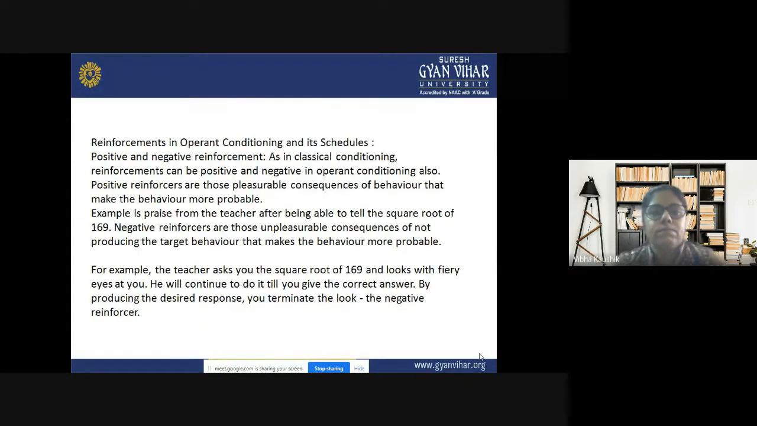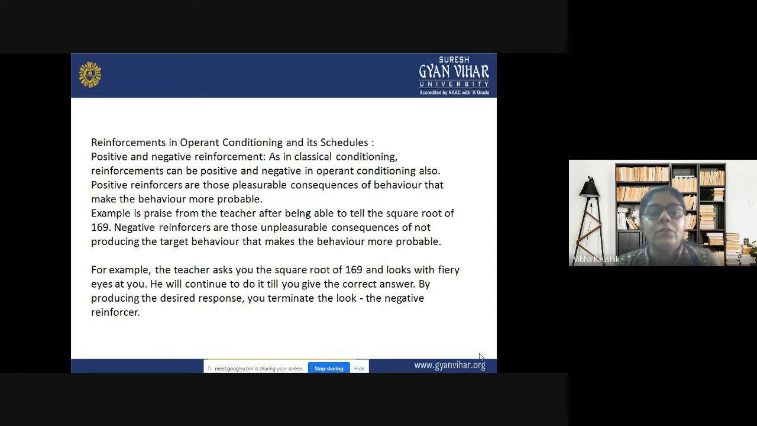Reinforcement in operant conditioning and its schedules. Positive and negative reinforcement. As in classical conditioning, reinforcement can be positive and negative in operant conditioning also. So also in operant conditioning, reinforcement can be positive or negative.